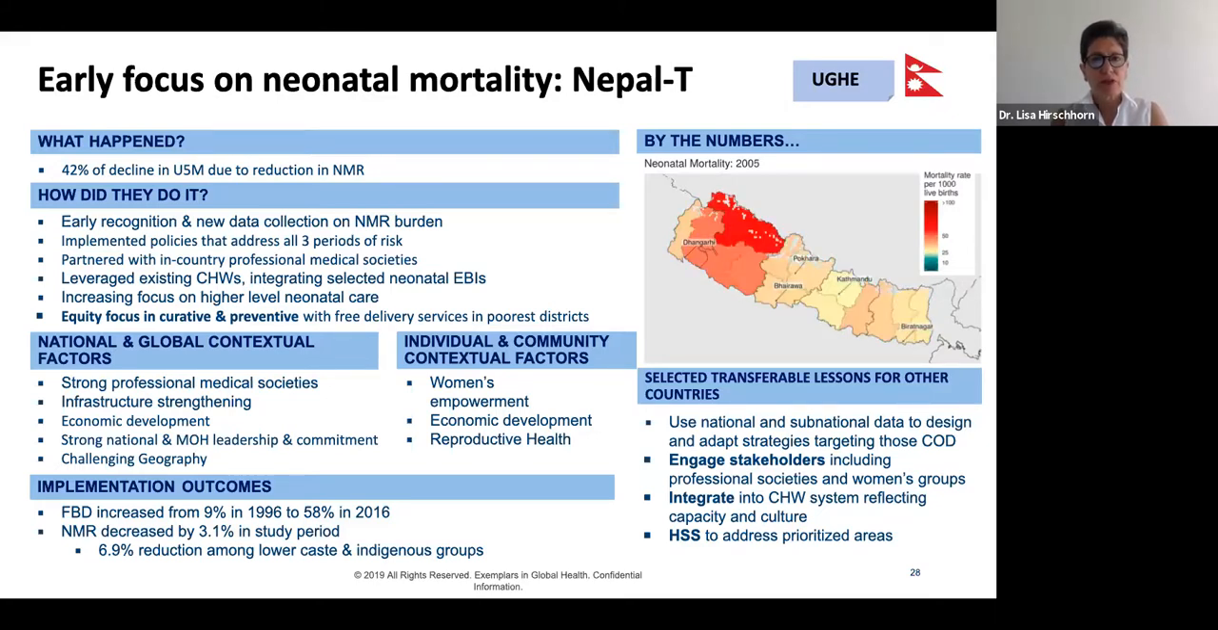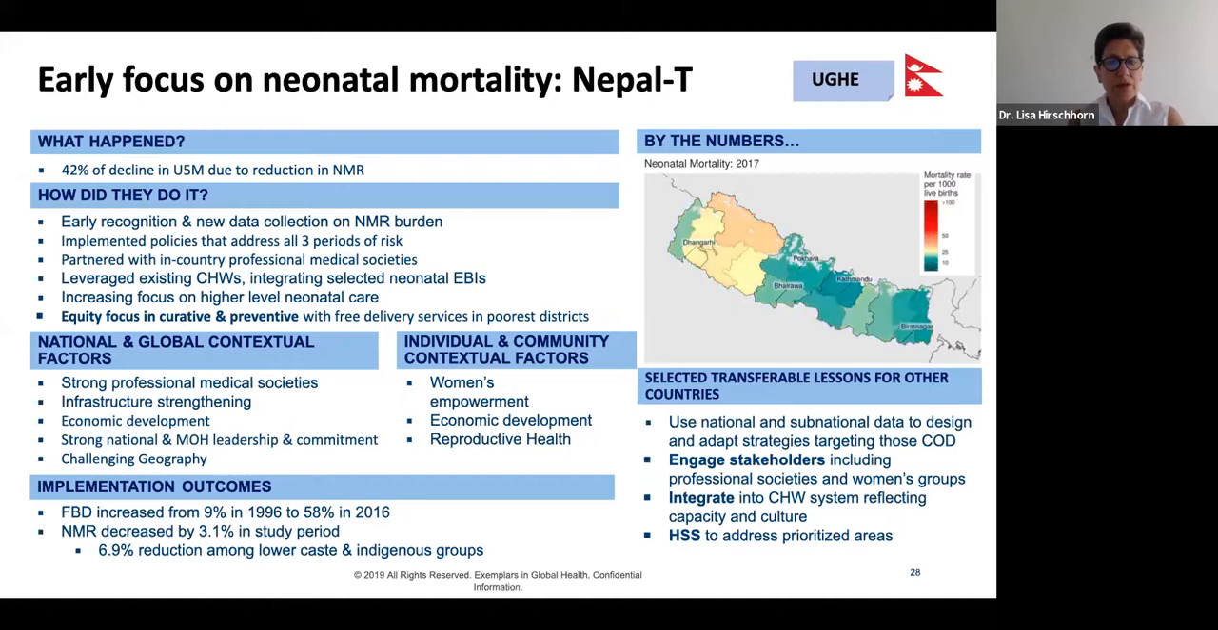example, free delivery services. They were able to understand a number of both national and global contextual factors, as well as individual and community factors, and work to improve things, for example, like women's empowerment as well as reproductive health. Their facility-based delivery increased from 9% to 58%, and neonatal mortality dropped by 3.1%, but dropped even more in lower caste and indigenous groups. And from that, you can see a number of selected transferable lessons.